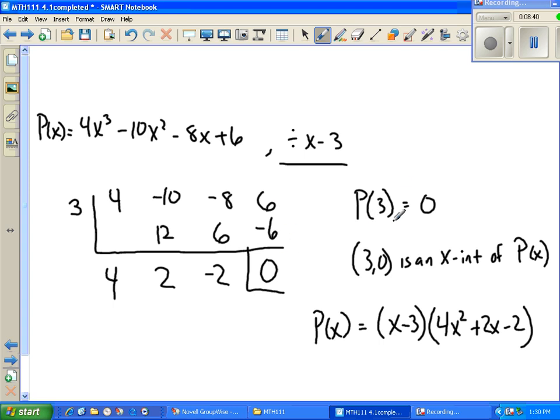So we know p of 3 is 0. 3 is a zero and an x-intercept of the polynomial. And the polynomial can be factored to x subtract 3 times 4x squared plus 2x subtract 2.